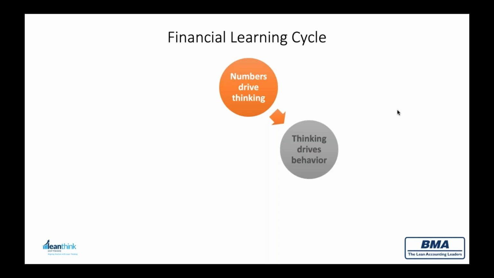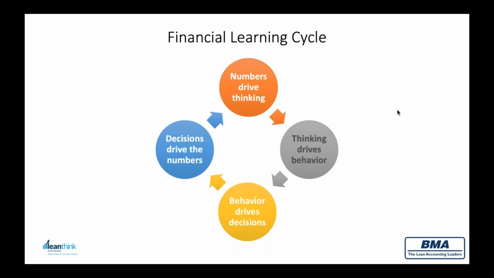Remember the financial learning cycle when it comes to numbers. Numbers drive our thinking, whether it's individuals, teams of people, or organizations. Our thinking patterns drive behavior. Our behavior drives decisions, and the decisions we make drive the numbers. This financial learning cycle goes on, and in a lean organization, we have different behaviors we want to practice and reinforce. We have different types of decisions we have to make, and so we need the right numbers to drive the thinking, the behavior, and the decisions.